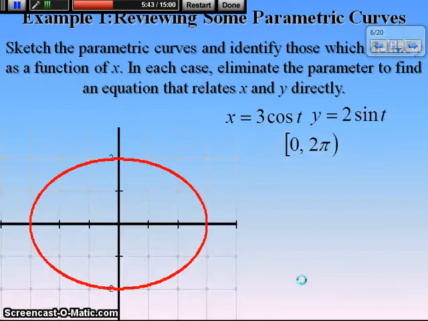And our graph looks like this. Of course, this is an ellipse. If you remember ellipses, it has a major axis of 6 from here to here, and a minor axis of 4, still centered at 0, 0.